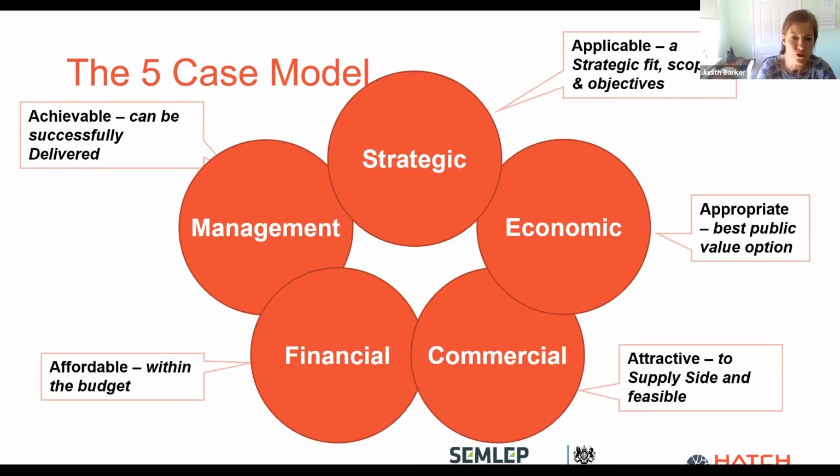The third, fourth and fifth cases are what are sometimes grouped together to be called the delivery cases, but they all look at a slightly different aspect of delivery. So the commercial case looks at whether you can deliver it and whether it will be attractive to somebody to deliver. So in other words, if you go out to procure, are you going to be successful in that? The financial case looks at affordability. Do you know the costings and can you afford to do this project? Is the funding there to deliver it?